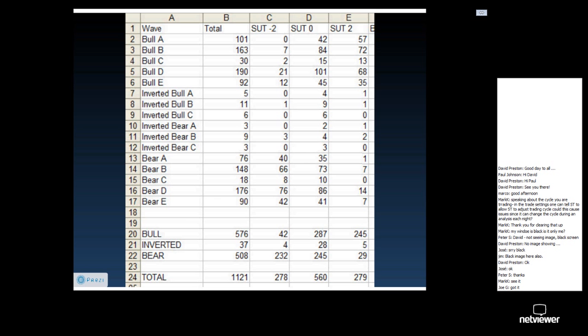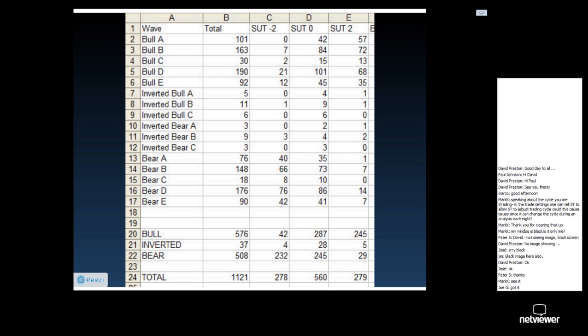If the SUT is neutral, then it means that one of the cycles is pushing price up and one of the cycles is pushing price down. If the SUT is 2 or positive, then it means that both of those longer cycles, the 80-day and the 20-week cycle, are pushing price upwards. In other words, they're both rising.